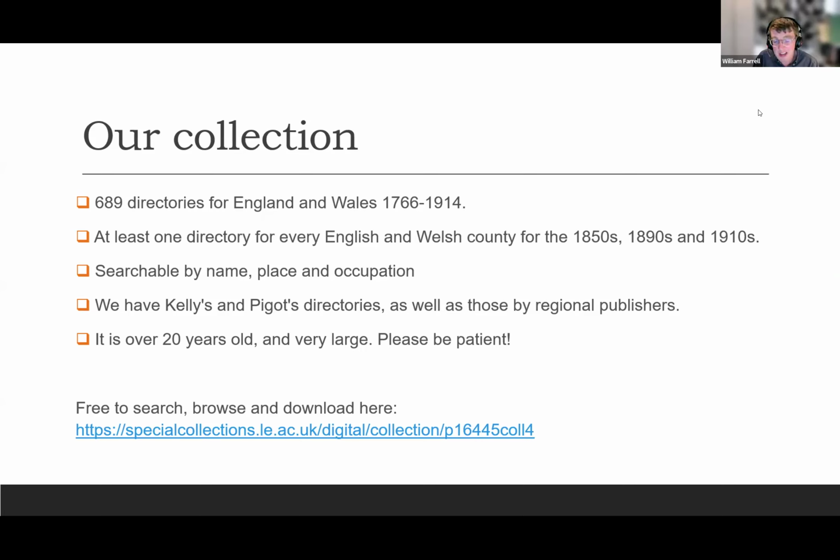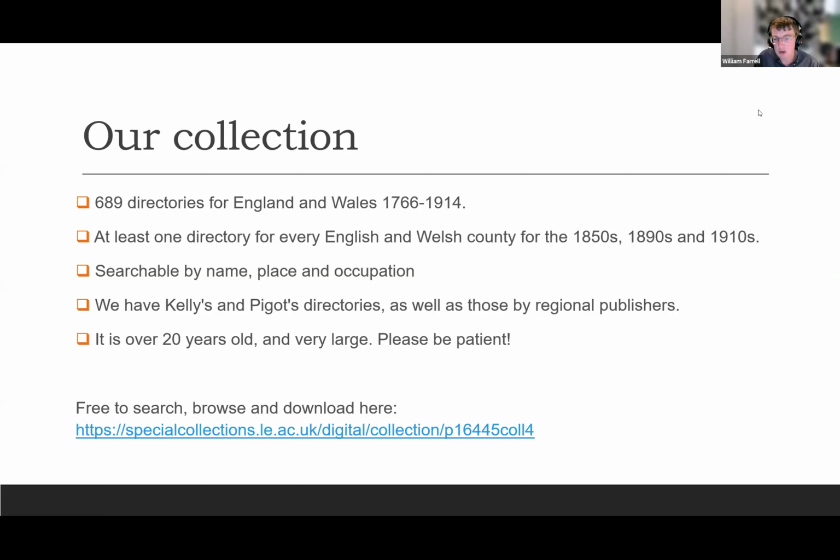Some people think that it's every single directory that we have in the library at Leicester, and that's not true. It's actually more directories than we hold, so we used other libraries' directories to create the collection. The version you see on our website is searchable by name, by place, and by occupation, and also actually general text. We have Kelly's directories, including the post office directories. We also have Piggott's directories, so the two most famous publishers, but we do have regional publishers who are smaller and more obscure.